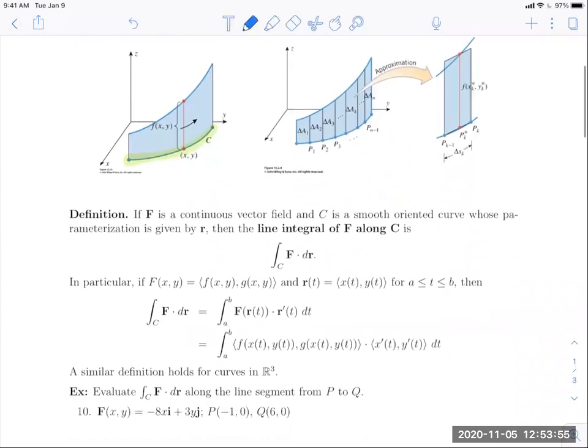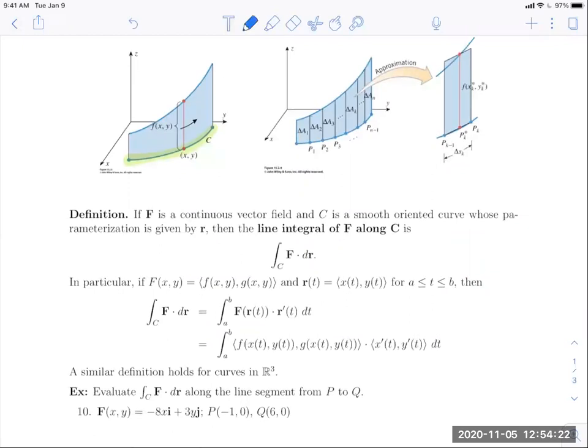So let's take a look at a definition of what a line integral really is mathematically. So we're going to start with F, which is a continuous vector field, and C is a smooth oriented curve. Okay, again, oriented just means that it has a set direction, whose parameterization is given by r. All right, then the line integral of F along C is denoted by this integral with the subscript C, meaning we're integrating along the curve C of F dot dr.